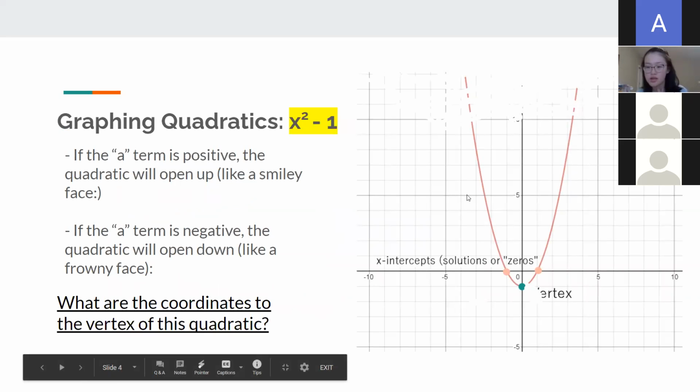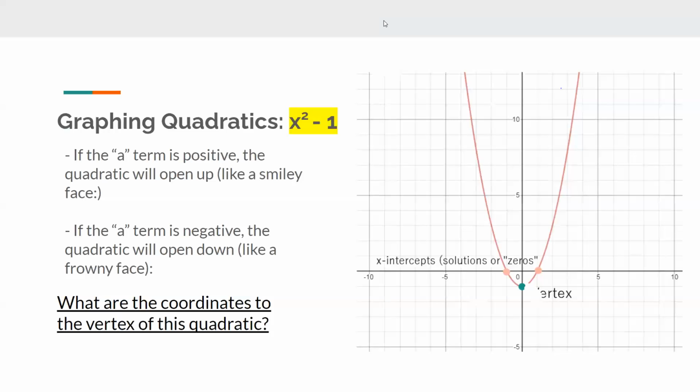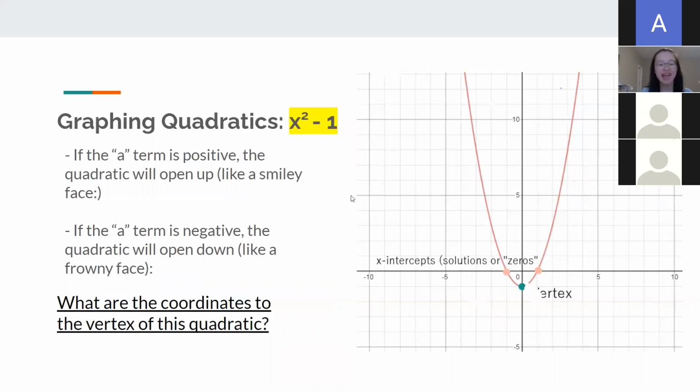Okay, so here's a way to solve quadratics, or not solve, but to look at them. So for this example, we're gonna graph the quadratic x squared minus 1. Since the a in x squared minus 1 is positive, the quadratic will open up. You can see on the graph on the right how the quadratic opens up like a smiley face, okay? And if the a term is negative, the quadratic will open down like a frowny face. I hope that makes sense.